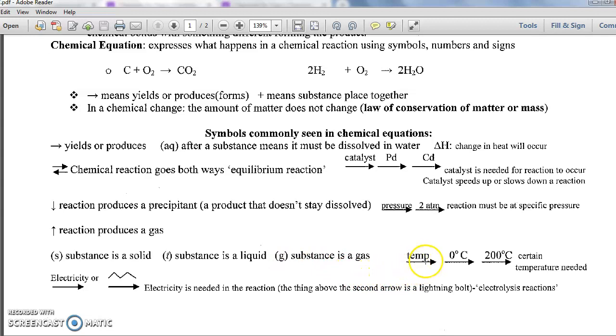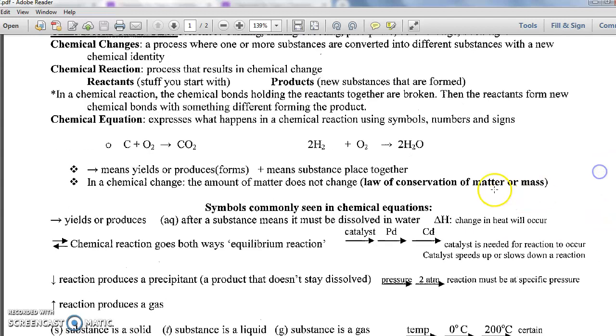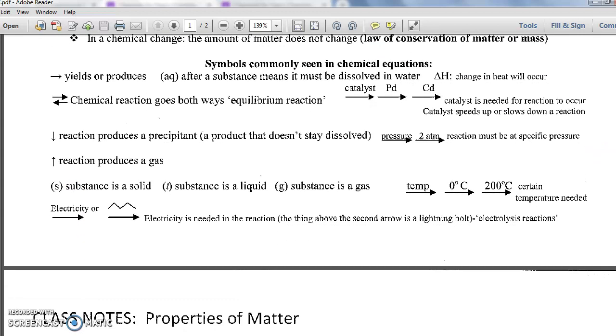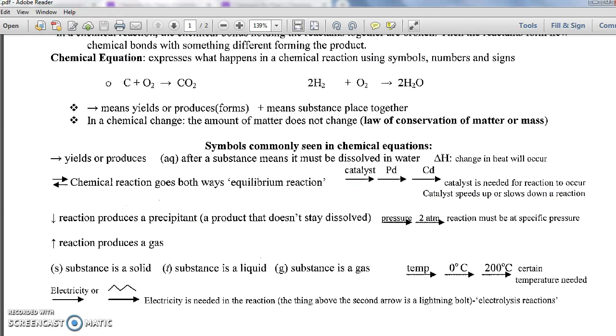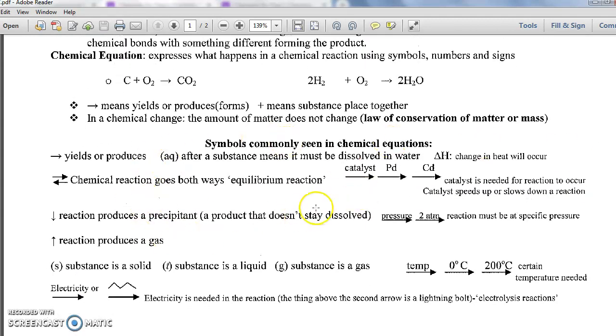If you see the word temperature or the abbreviation TEMP, or you see an actual temperature written above the arrow, it means a certain temperature is needed for that reaction to happen. If you see the word electricity or a lightning bolt above the arrow, it means you need electricity for the chemical equation to happen. So these are some symbols that you will frequently see in a chemical equation.